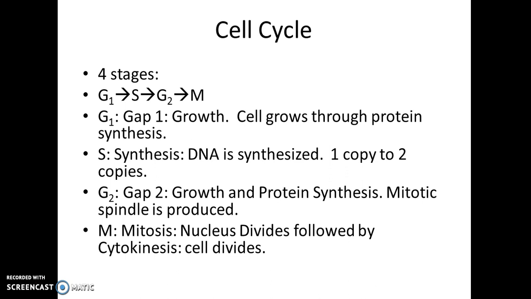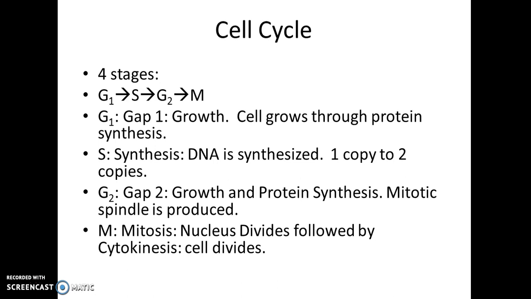S stands for synthesis, specifically DNA synthesis. This is where they go from one chromosome made up of one chromatid to one chromosome now made up of 2 chromatids. And since you know everything there is to know about DNA synthesis, you can describe the S phase completely. G2 is growth and protein synthesis. We also see the mitotic spindle is formed. Now, the only thing that you don't know about is the mitotic spindle, but you will.